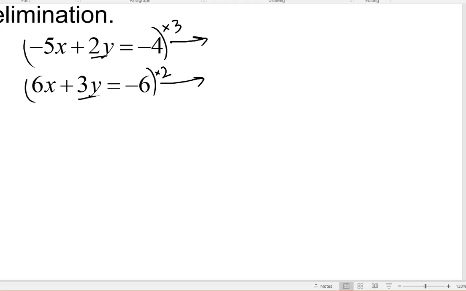How about the top one? We'll multiply it by a negative 3. So that 15 becomes a positive 15x minus 6y, positive 12.